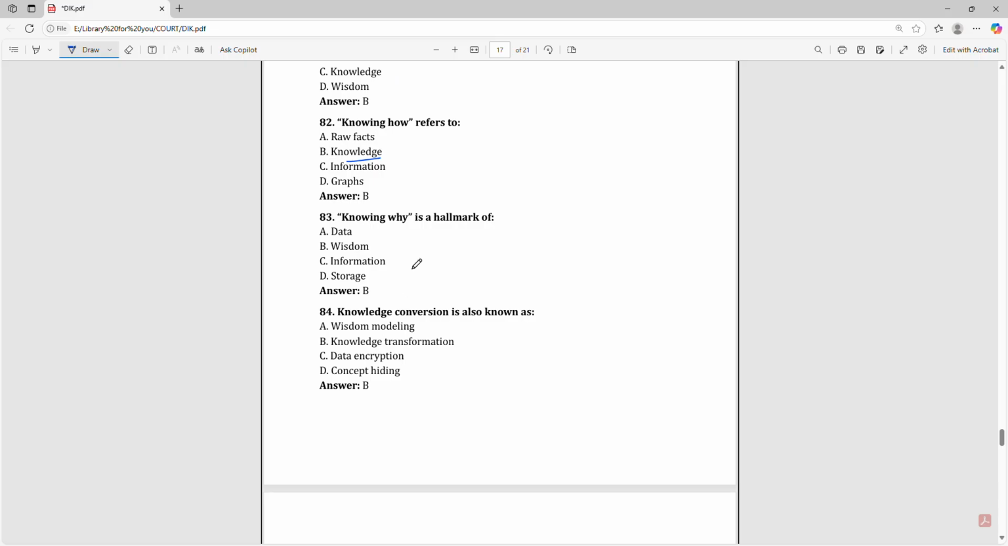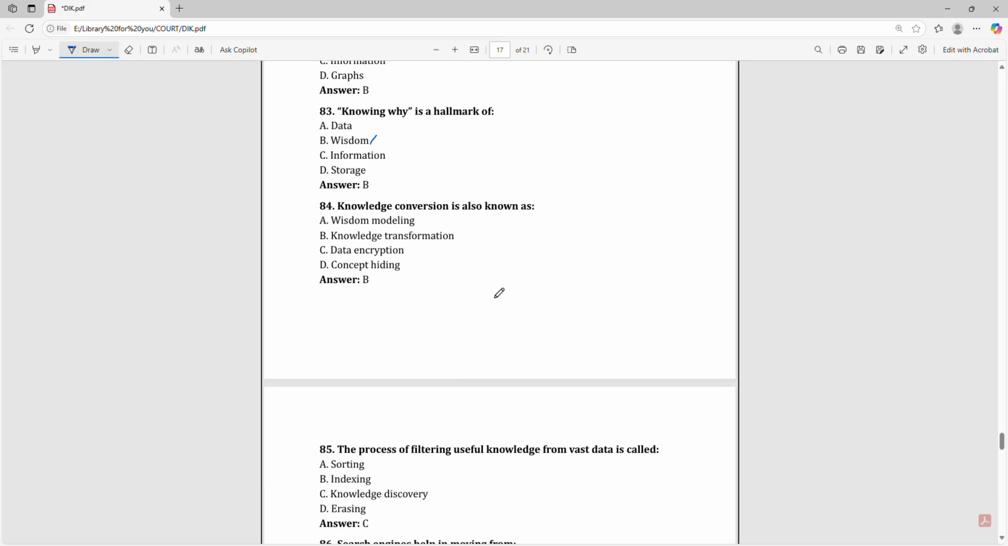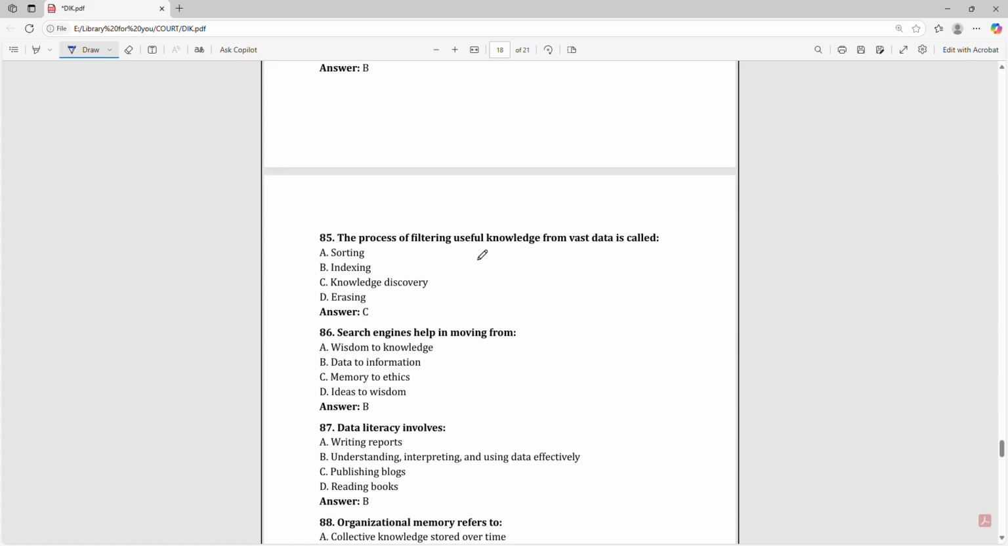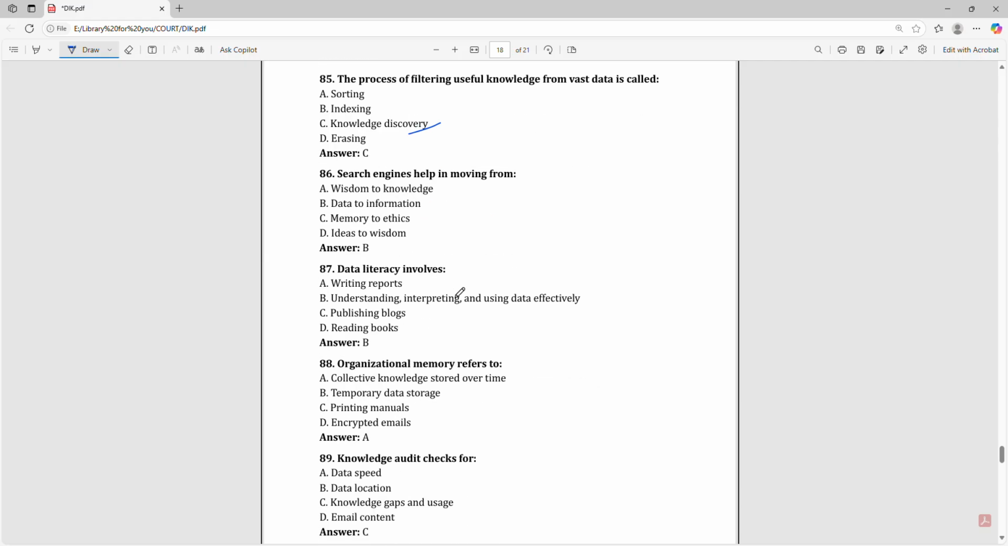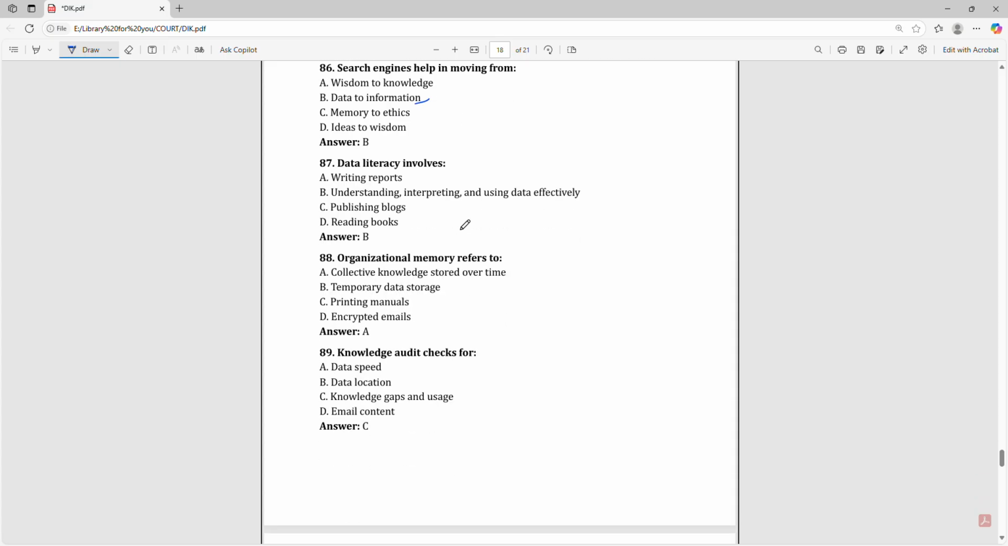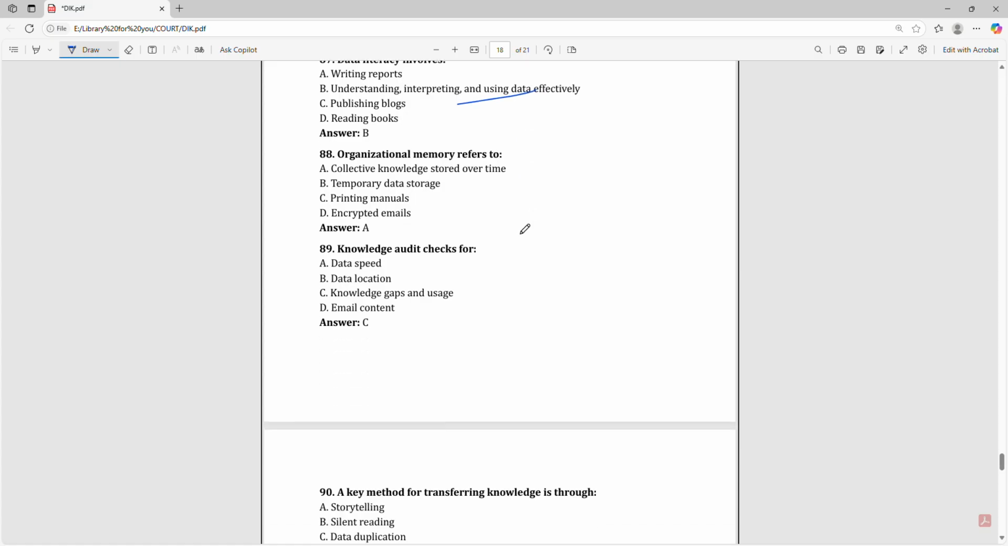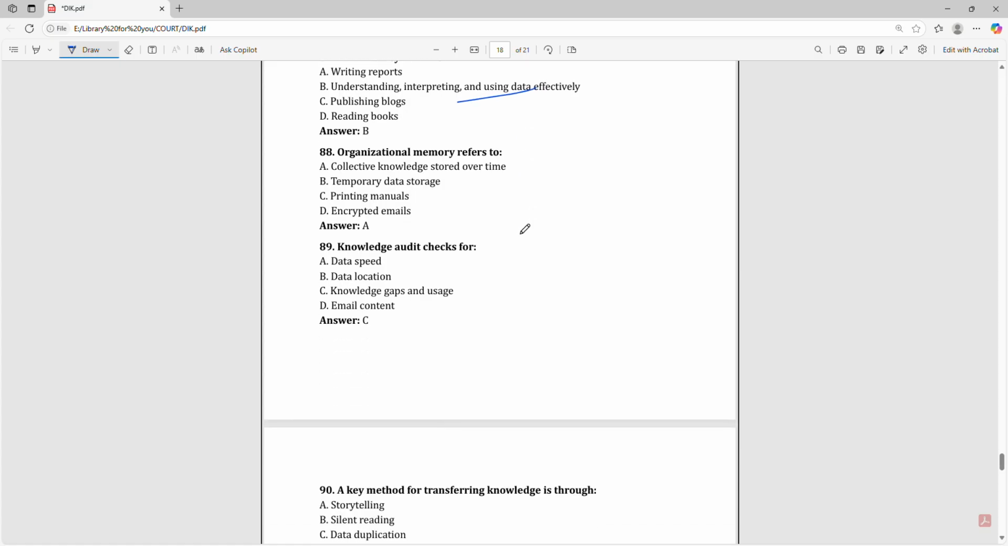Knowing why is a hallmark of wisdom. Knowledge conversion is also known as knowledge transformation. The process of filtering useful knowledge from vast data is called knowledge discovery. Search engines help in moving from data to information. Data literacy involves understanding, interpreting, and using data efficiently. Organizational memory refers to collective knowledge stored over time.